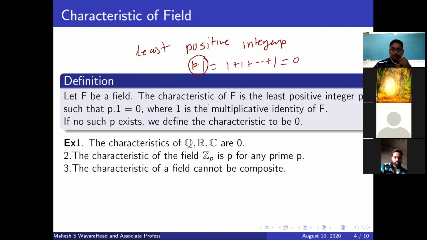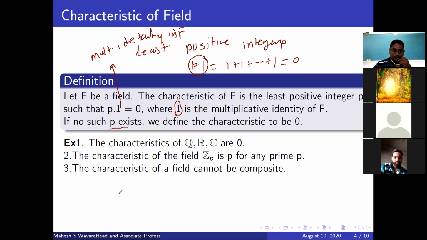This 1 is the multiplicative identity of the field F. You just take whatever field. This 1 stands for the multiplicative identity. It's not the integer 1. It is the multiplicative identity in a field F; it depends on what field and what operation you are choosing. So if no such p exists, then we say that the characteristic of that field is 0.